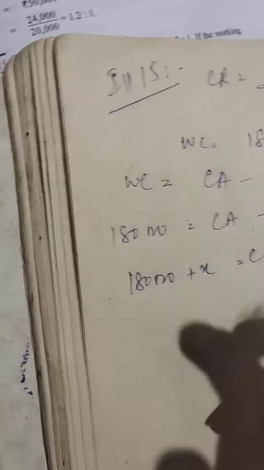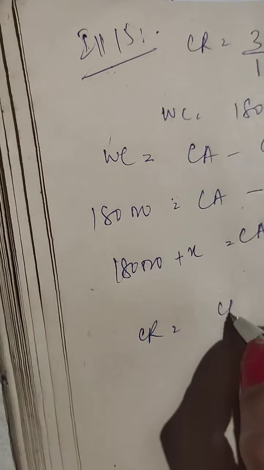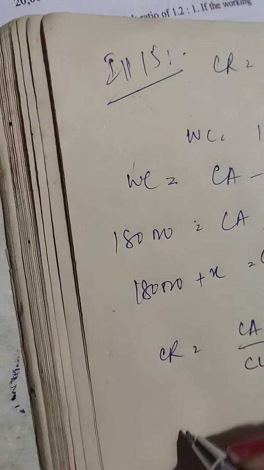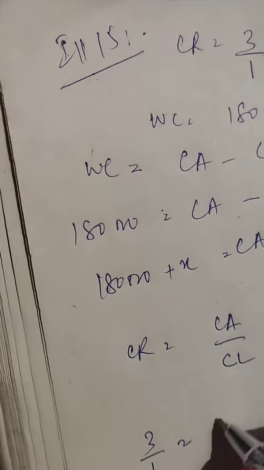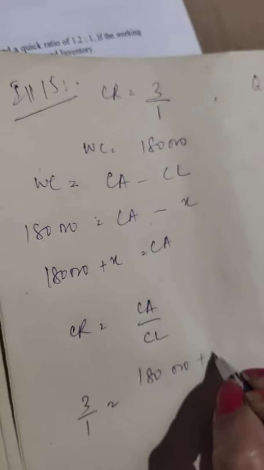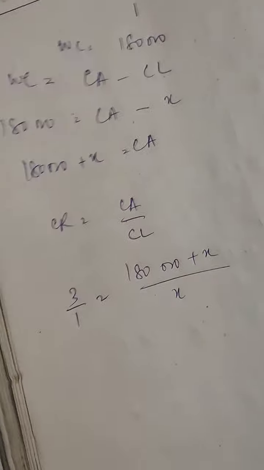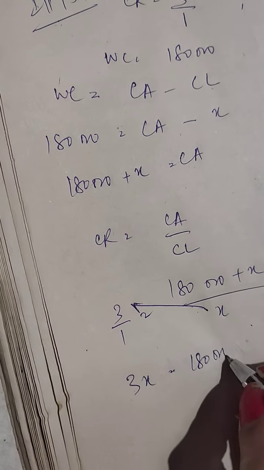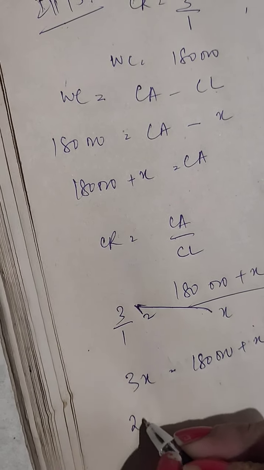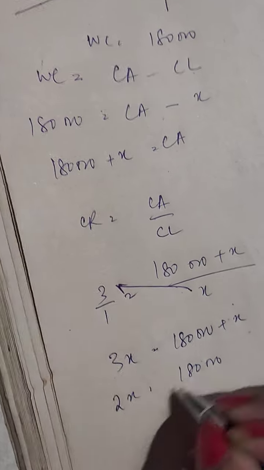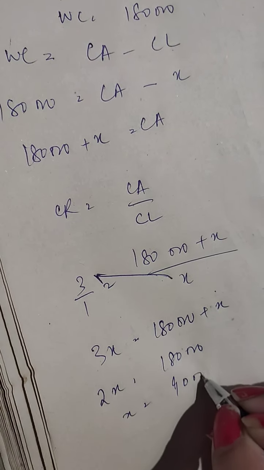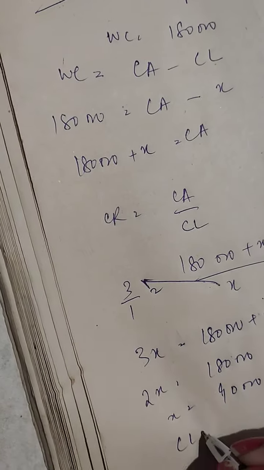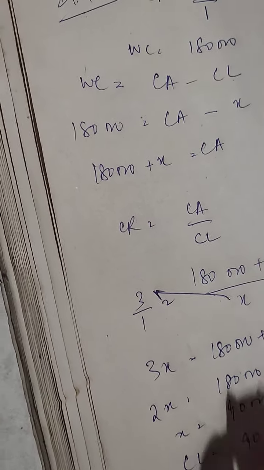Now I can use the value: current ratio is equal to CA upon CL. In the ratio I can write 3 upon 1. CA value I have got is 1,80,000 plus X, and current liability I have assumed as X. So it comes out to 3x is equal to 1,80,000 plus x. 3x minus x, 2x is equal to 180. So x is equal to 90,000. Therefore the current liability I have got is 90,000.